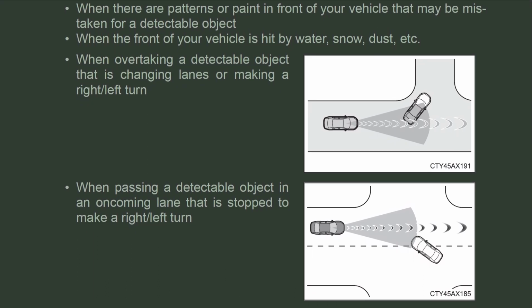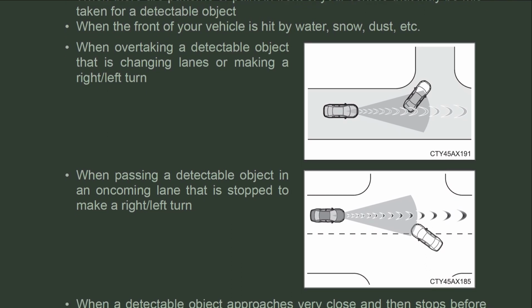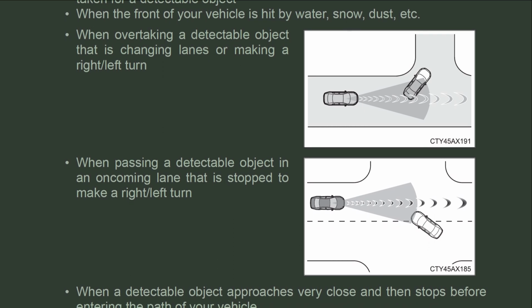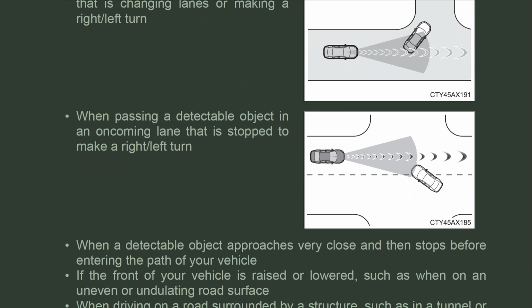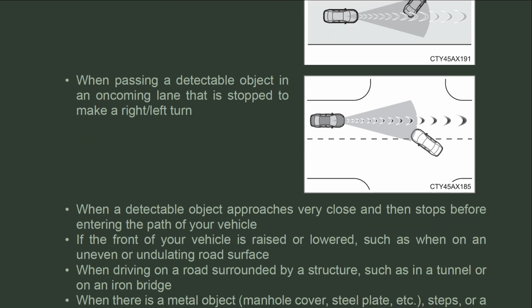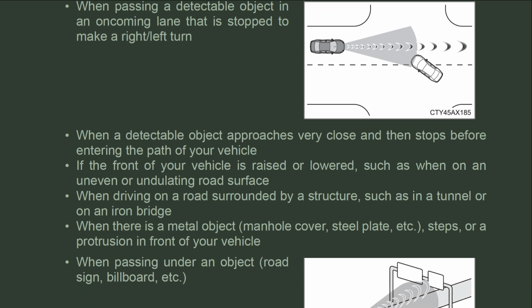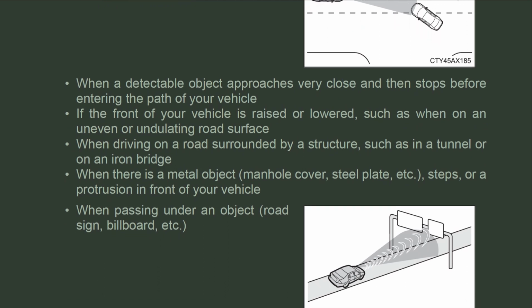When overtaking a detectable object that is changing lanes or making a right/left turn. When passing a detectable object in an oncoming lane that is stopped to make a right/left turn. When a detectable object approaches very close and then stops before entering the path of your vehicle. If the front of your vehicle is raised or lowered, such as when on an uneven or undulating road surface.